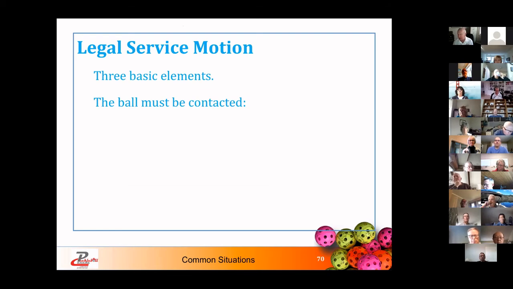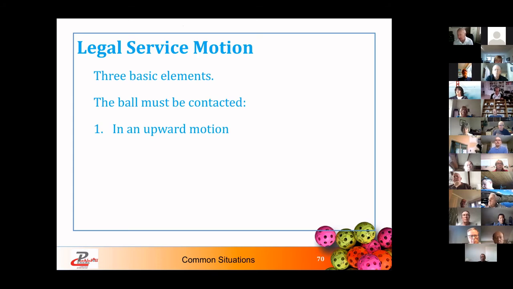Legal service motion, the legal serve. We need to understand that one. I think everybody pretty well has it. That's pretty much basic, but it's certainly one that referees are continually having to be on top of and have a lot of dispute over. So there are three basic elements. The ball must be contacted in an upward motion, first off.